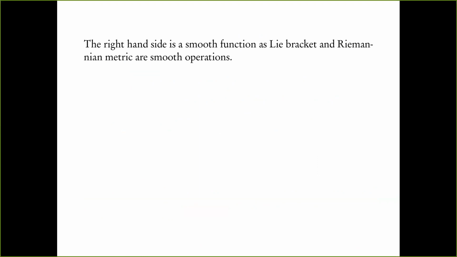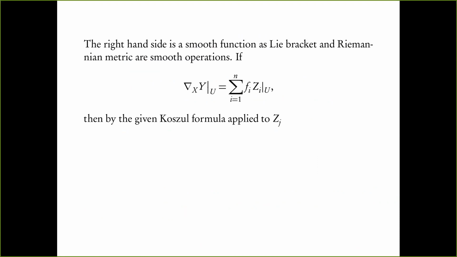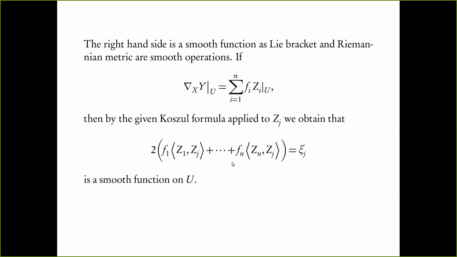So the right-hand side is a smooth function, as we just discussed. The Lie bracket and Riemannian metric are smooth. And if you write this in this form, summation fi zi restricted to U, then you can simply calculate. The zi's are now vector fields which are global but restricted to U, and they form a basis at any point.